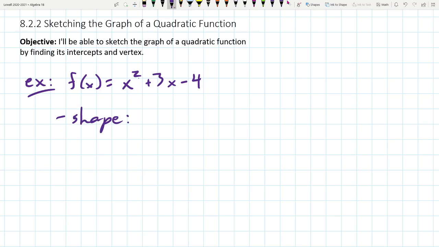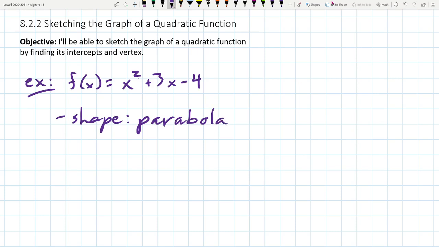Because this is a quadratic function, and quadratic just means that the largest power of x that you see is 2, and that's the case here. If there was an x cubed in there as well, so maybe x cubed plus x squared plus 3x minus 4, that would totally change the shape of our graph. But in this case, the largest power of x is x squared, and so that tells me this is going to be a parabola.